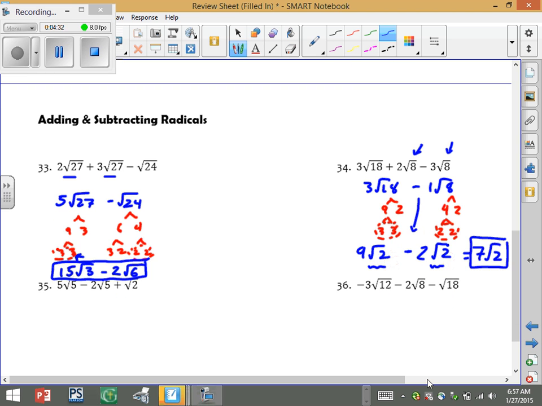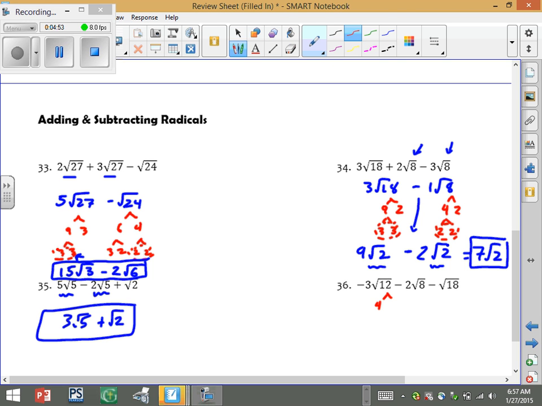35. 5 radical 5 minus 2 radical 5. Well, those are like radicals, so I can put them together. That's 3 radical 5. And then plus radical 2. No, I said radical 5, but for some reason I wrote radical 3. So there's that one. Here, none of them are like radicals, so let's try to break some of these down.